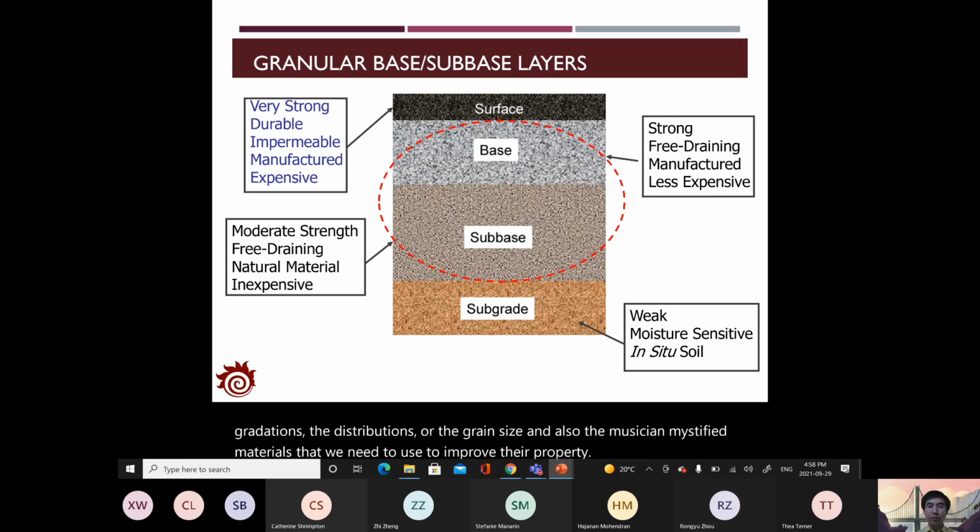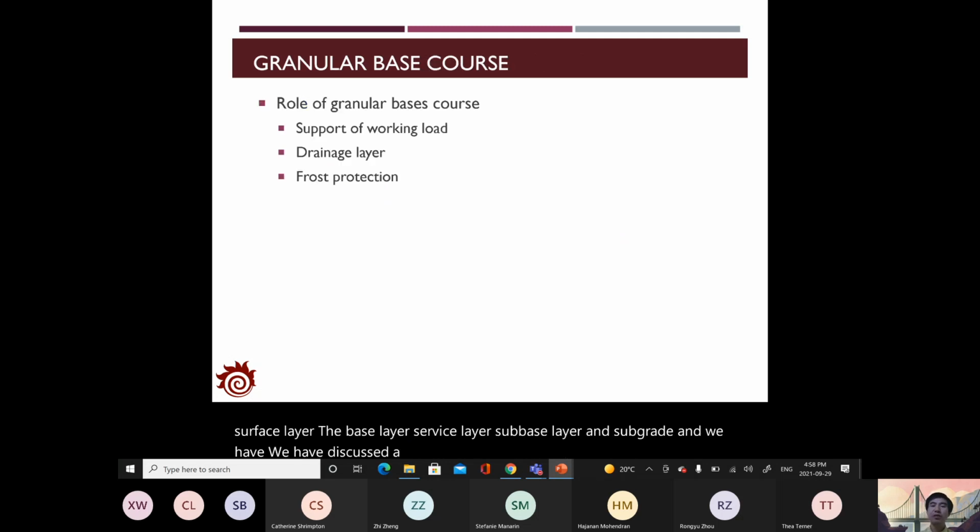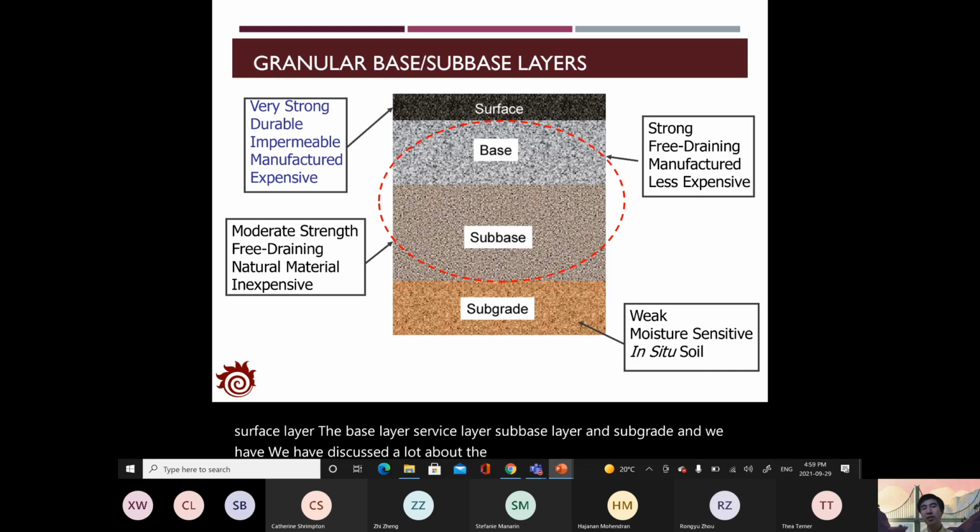So these would be the three major layers that we have to consider: the surface layer, the base layer, and the subgrade. And we have discussed a lot about the subgrade materials. And for now, let's move to the upper two layers.